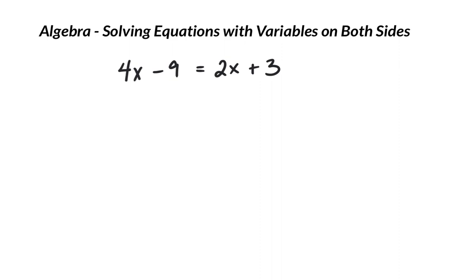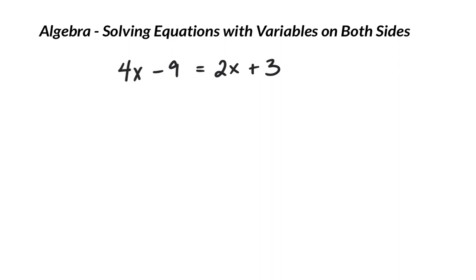So now we combine our like terms. We say, well, 4x's minus 2x's is 2x's. We don't know what x is. And over here, well, 2x minus 2x is 0. So we're just left with 3.